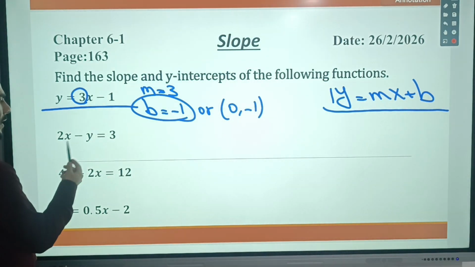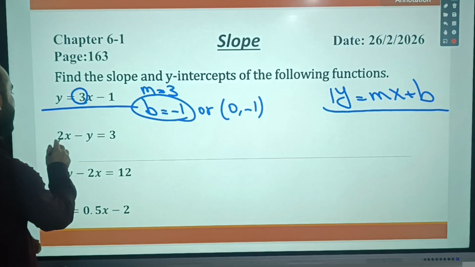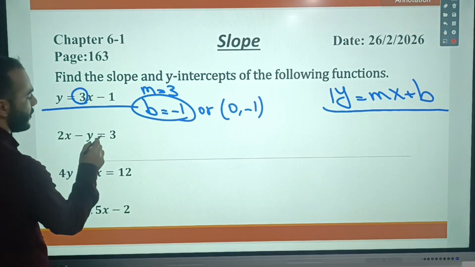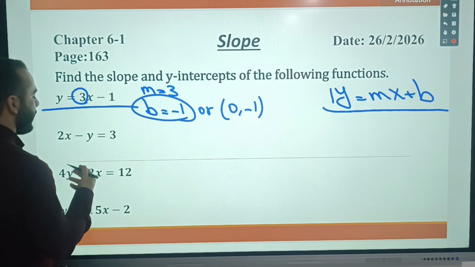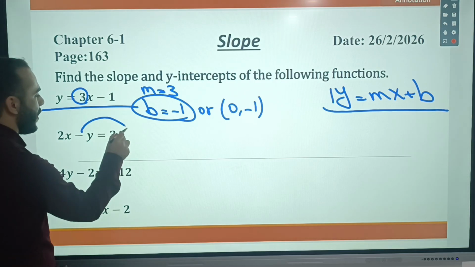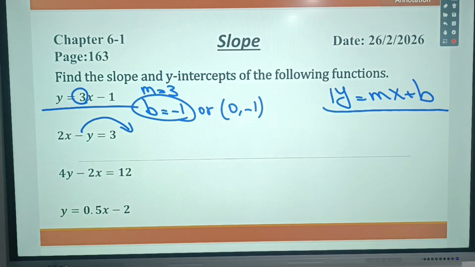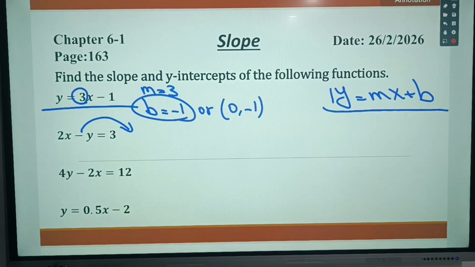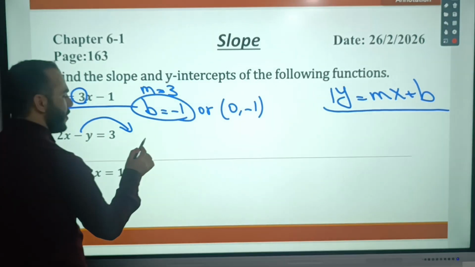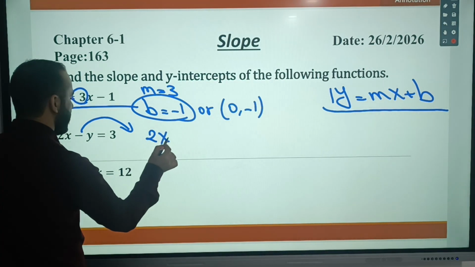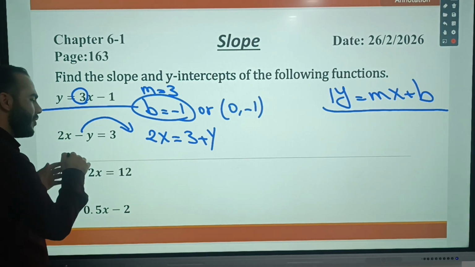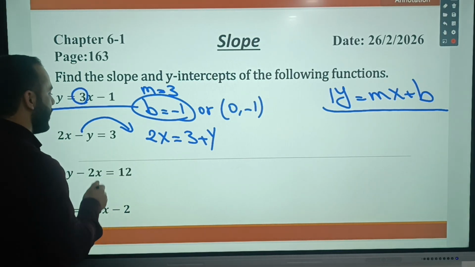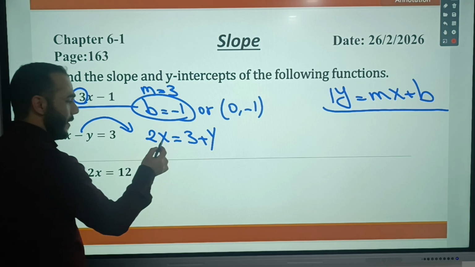How about this one? Is y alone? Definitely not, because there is 2x with it, and there is a negative with it. There are multiple ways to make y alone. I'm just showing my own favorite one. So move this -1 to the other side. Everything is perfect. Move this -y to the other side, so we are going to have 2x equals 3 plus y. Why plus y? Because whenever we move a term to the other side, the sign of it changes. So -y becomes positive y.